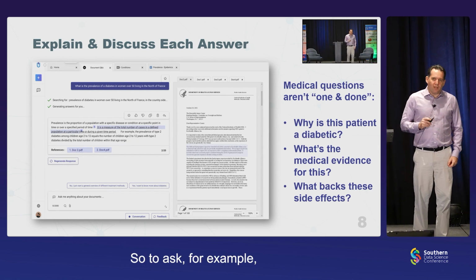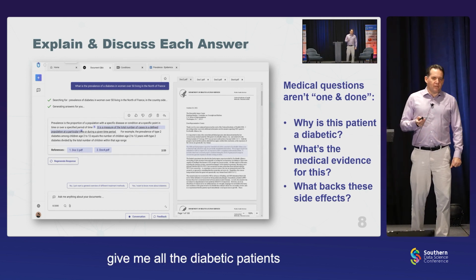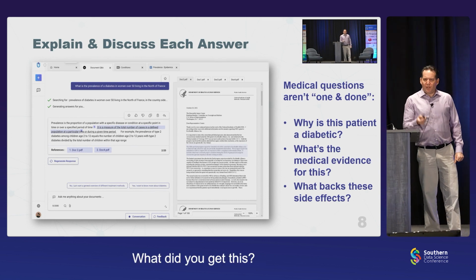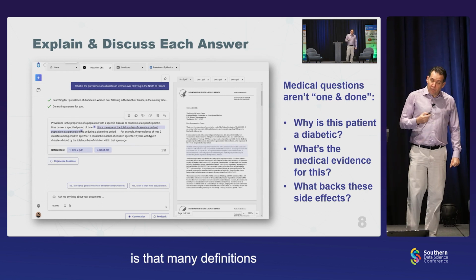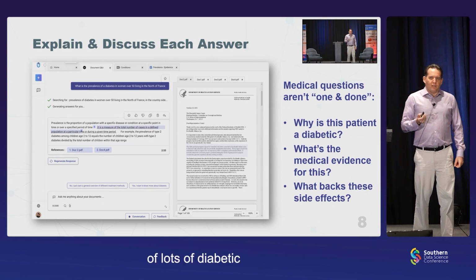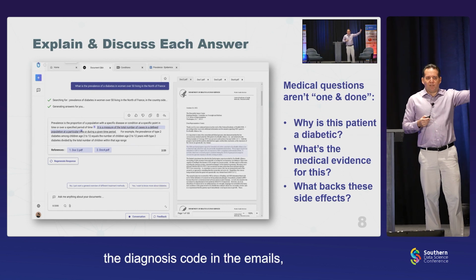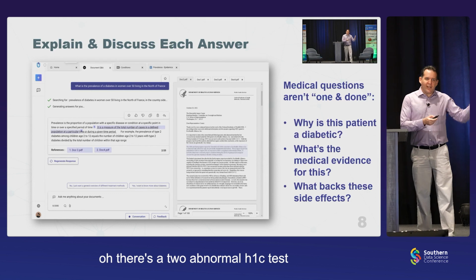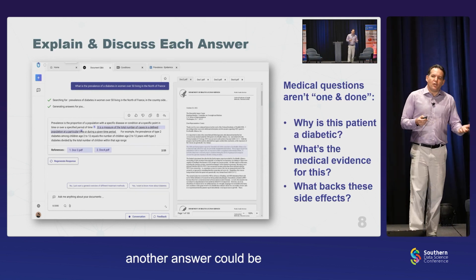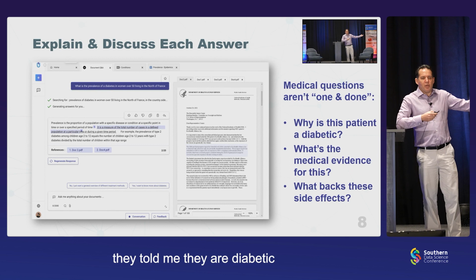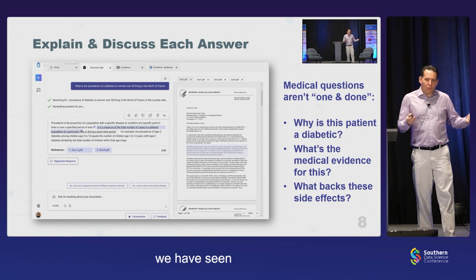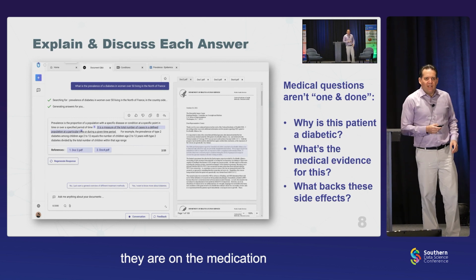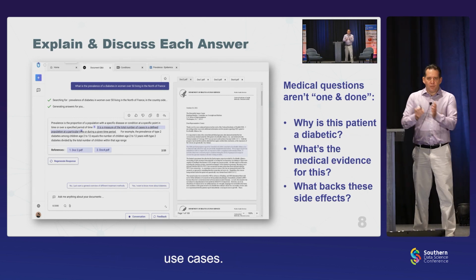So if I ask, for example, give me all the diabetic patients, and I see a list, and we see doctors do this, you say, well, she's not diabetic. Where did you get this? And what you learn is there are many definitions of what's diabetic. One definition is someone who has the diagnosis code in the EMR saying they're diabetic. Another answer is, they've had 2 abnormal H1C tests in the last 6 months. Another answer could be, well, they told me they're diabetic. Another answer could be, well, we see they've been on metformin for the past 3 years, so they've got to be diabetic, right? They're on the medication. And all of those are good, but they're good for different use cases.